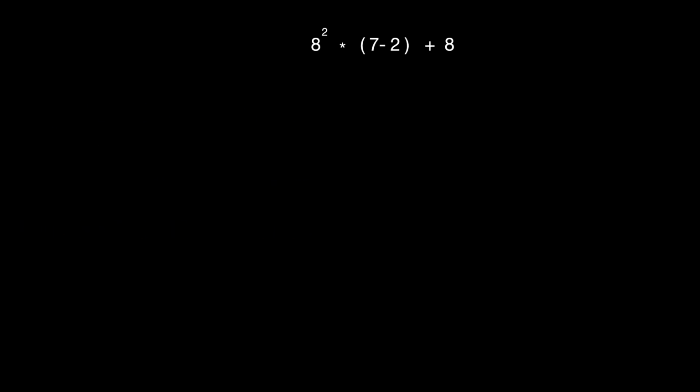Let's take a look at another one. A few more steps in this one. We're going to have 8 squared times (7 minus 2) plus 8. Again, first step, parentheses, and I'm not going to do it off to the side now. So just 7 minus 2 is 5.